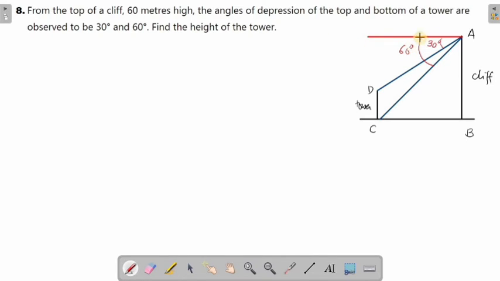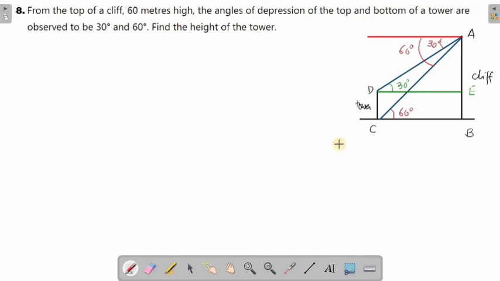Now see here, if this angle is 60, then this is also going to be 60 degrees because they are alternate angles. This is the thing you need to keep in mind. Now again I am going to draw one horizontal line from D. If I call this DE, then since this is in the shape of Z, this angle is also going to be 30 degrees.